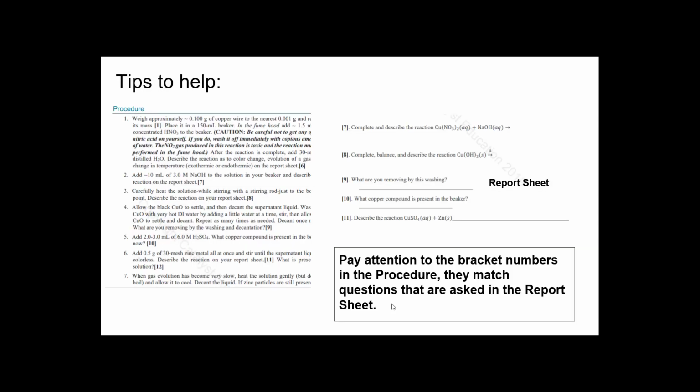And now tips to help you. I've taken a picture of the procedure and there are bracketed numbers here. You need to pay attention to these bracketed numbers because when you look at the report sheet, they are bracketed. So these bracketed numbers match the procedure and what is being asked at that point. So this would be very good to break down and write out if you needed to understand exactly what's happening here. And some of these questions are complicated. But at this point, you guys should have the knowledge to be able to pull this out. It just may take some effort.